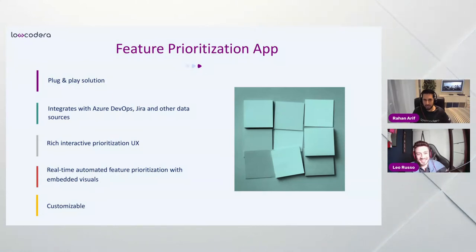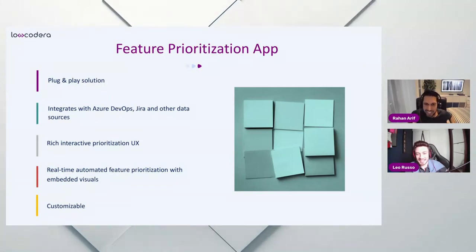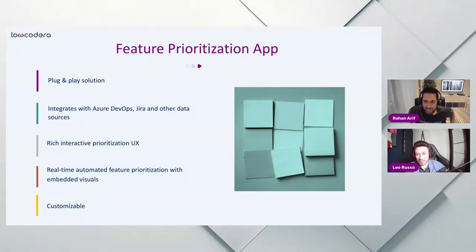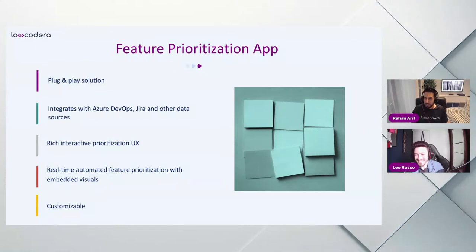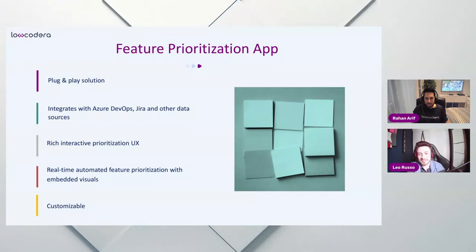Today it's quite exciting. We're presenting one of our first official solutions, the feature prioritization app from lowcodera. Excited? Yeah, I'm very excited. This one is super cool. You've been working very hard on this one, and I'm delighted to show our audience today what this one's all about. I'm sure they'll be very pleased.